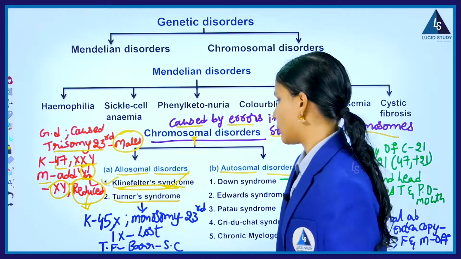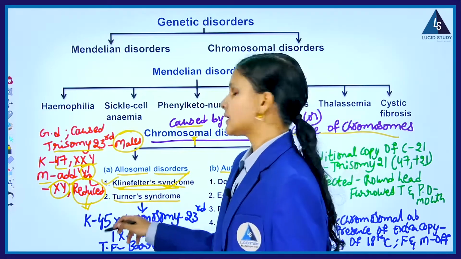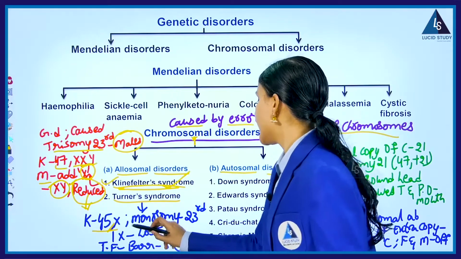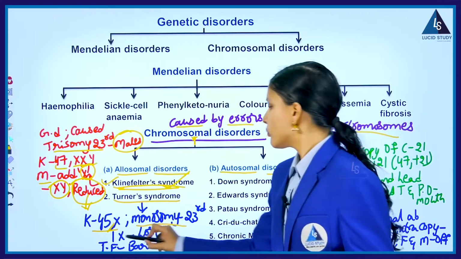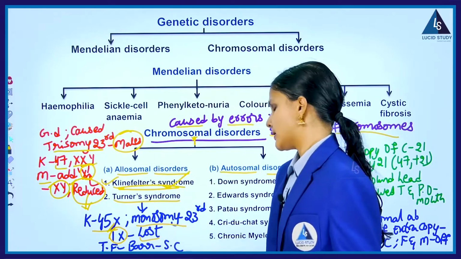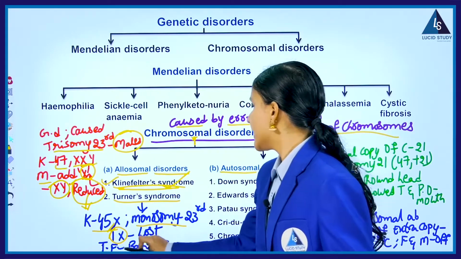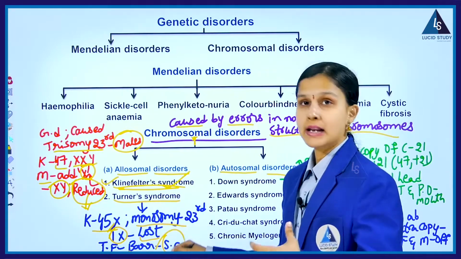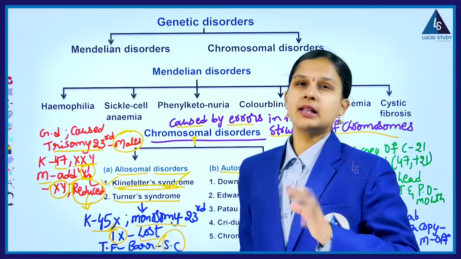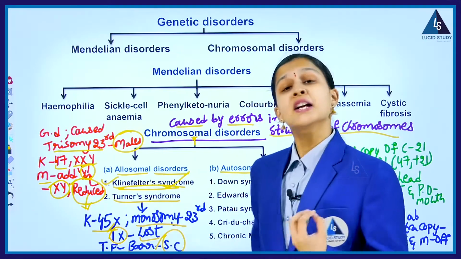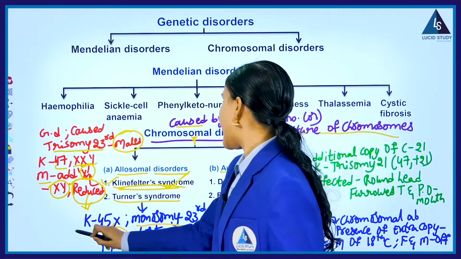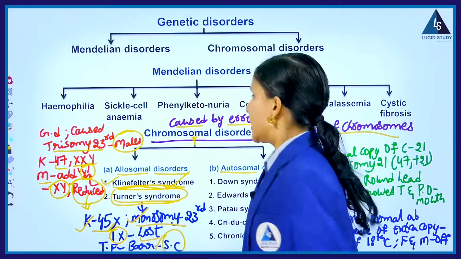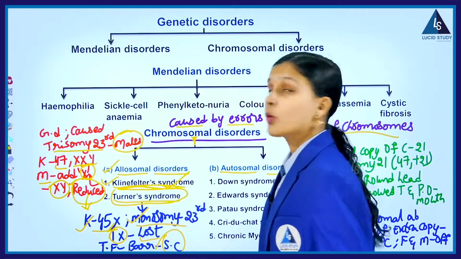Next, coming to Turner syndrome. For Turner syndrome, the karyotype is usually 45X, and it is usually caused by monosomy of the 23rd pair. Here one X chromosome will be lost. Turner females do not show any Barr bodies in their somatic cells. So usually the females affected with Turner syndrome will not have any Barr bodies in their somatic cells. In this way, you have to write these points for Turner syndrome, the karyotype and how it is caused. So in this way, you have to write about allosomal disorders.